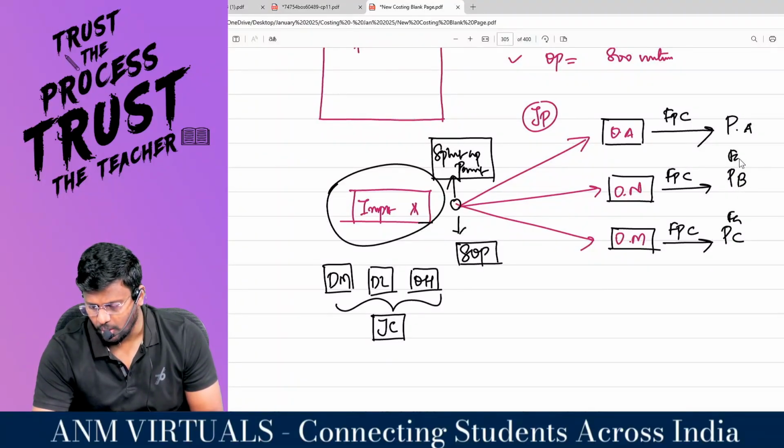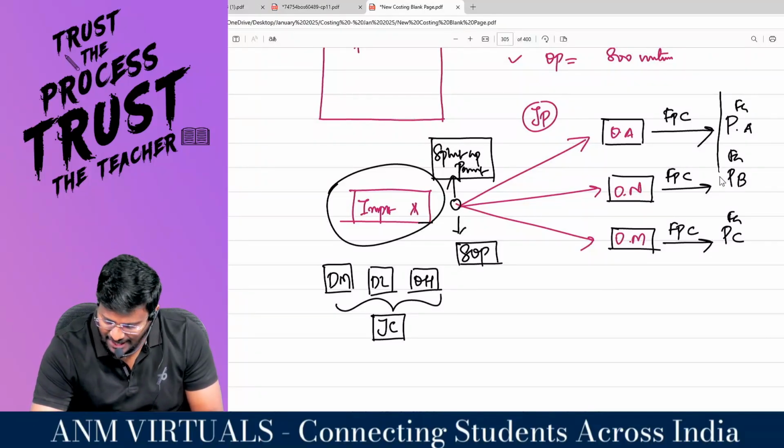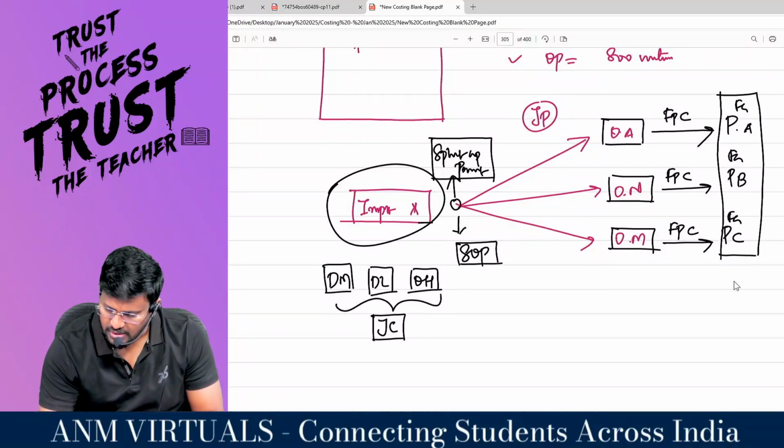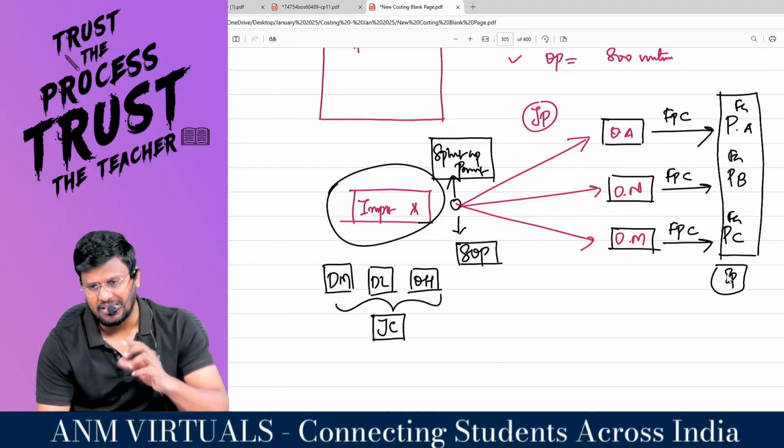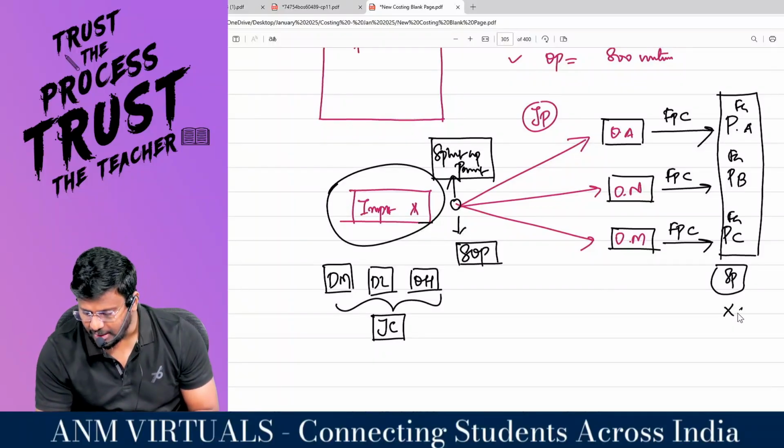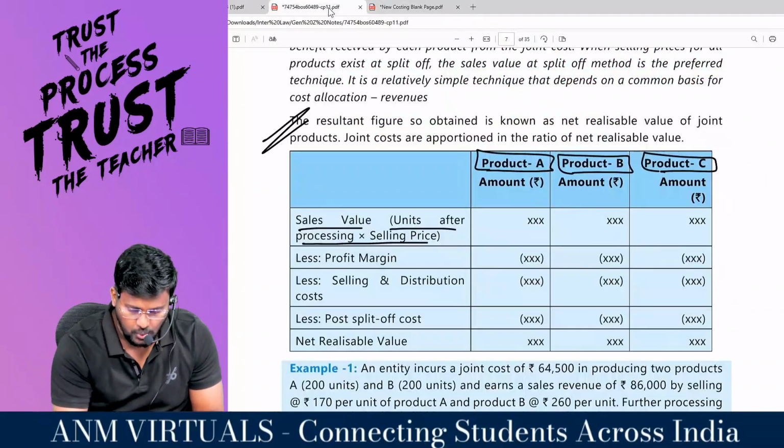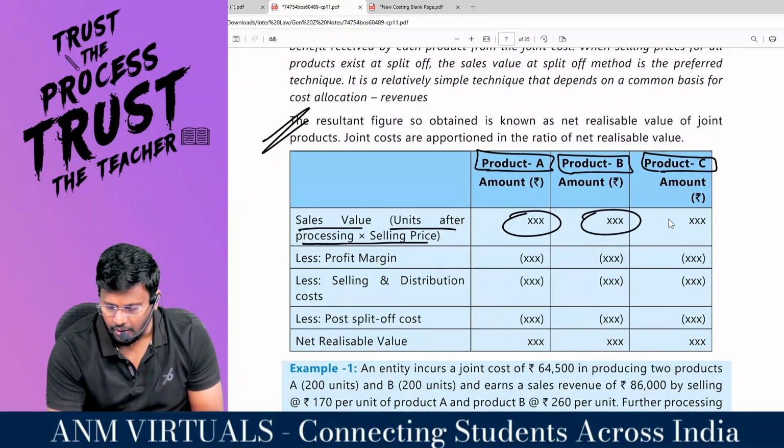All these are what goods, man? Finished goods. So I can sell after processing. So there will be a sale price after processing, correct? I will take this value, I will take this value. That's the sale value after further processing.